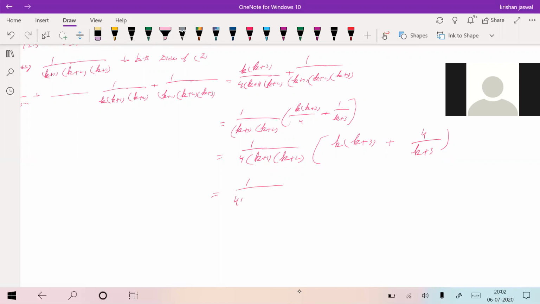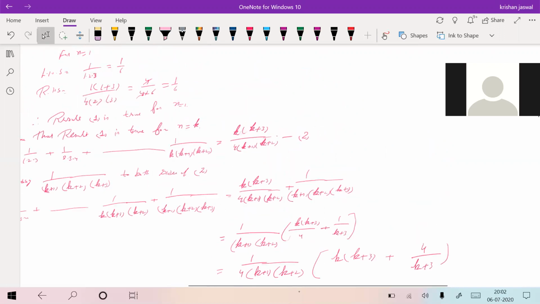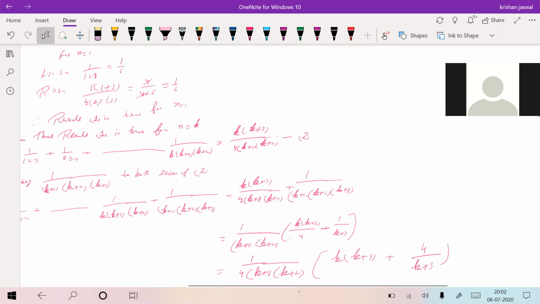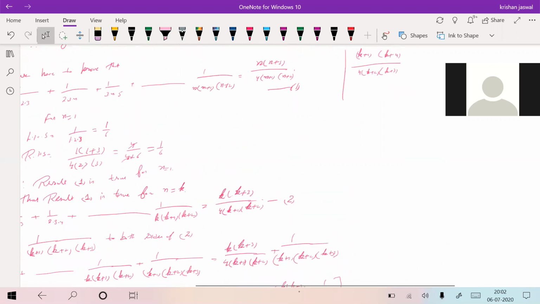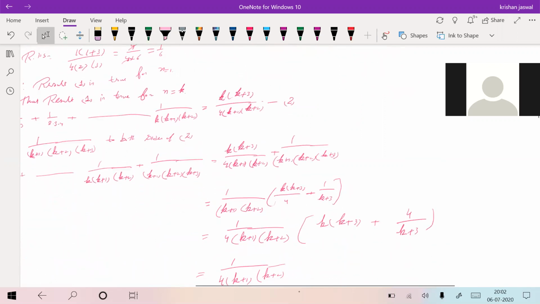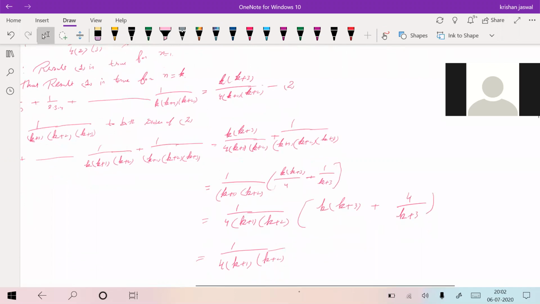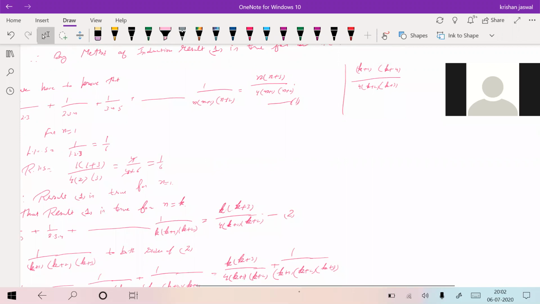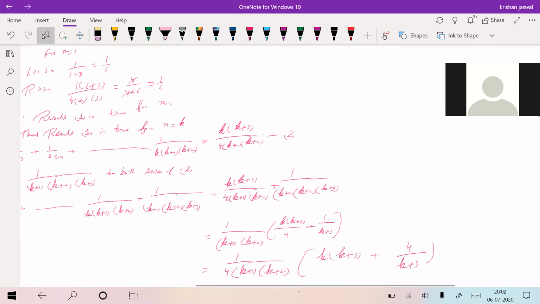One over 4 into k plus 1, k plus 2. What do we need more? k plus 1 and k plus 4 in the numerator. The denominator is complete. k plus 1, k plus 3. Take k plus 3 also common. k plus 2.